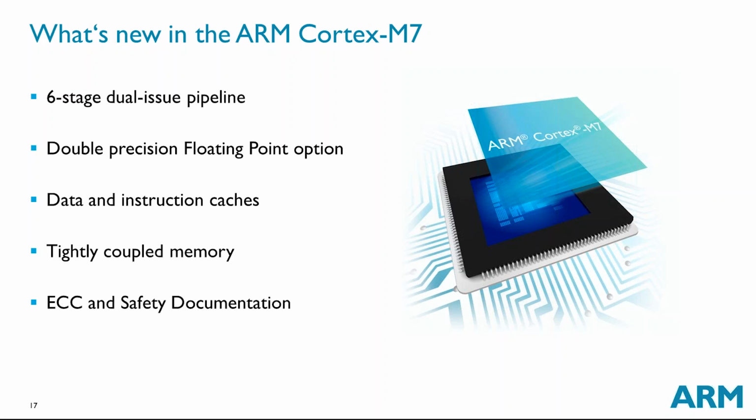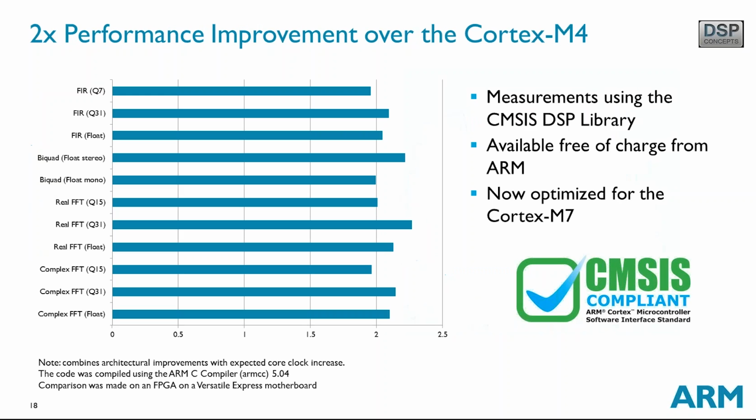Lastly, there's an option to include memory error correction codes for safety relevant applications, and ARM provides safety documentation for the MCU vendors licensing the processor core to enable them to qualify their parts for functional safety applications. If we take a look at various digital signal processing algorithms, we can see that the M7 core is on average twice as fast as an M4 if we take the expected clock speed increases for the M7 into account.